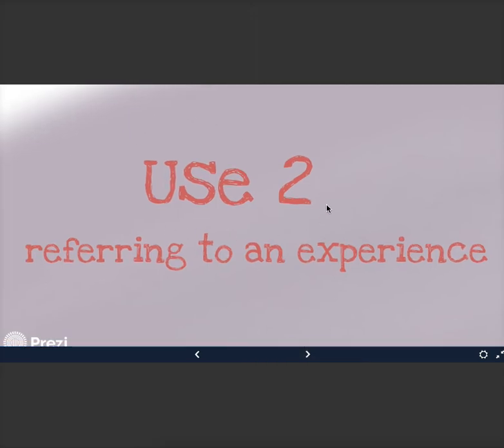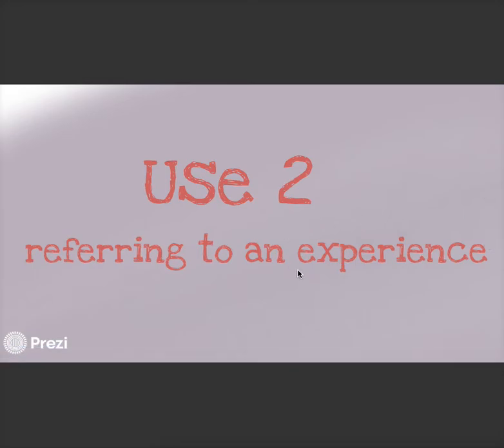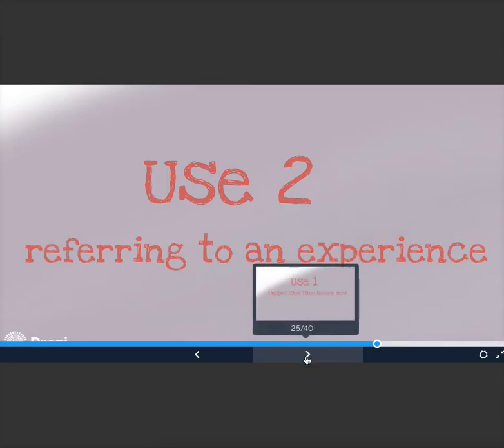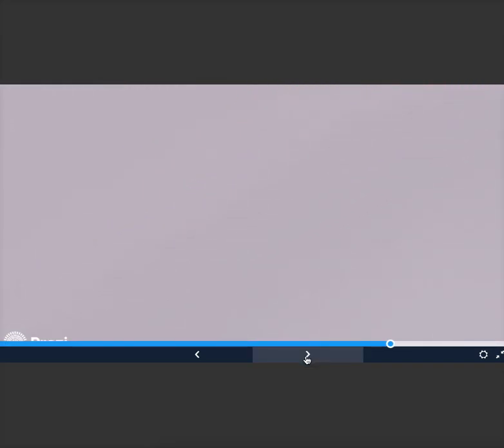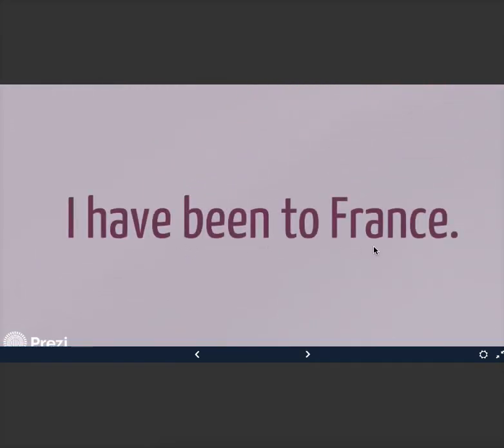In the case of the use number 2, referring to an experience, you can use present perfect when you are talking about experiences. This is important. When you are talking about experiences. So, look at these examples. I have been to France.